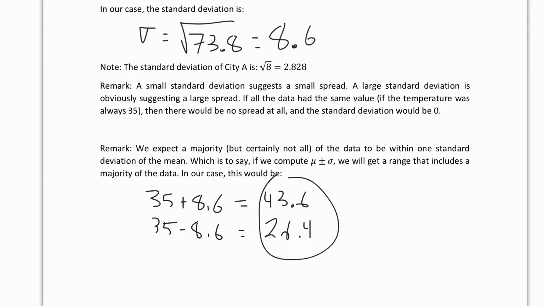So we would expect the majority of the data for those temperatures to be between about 26 degrees and 43 degrees, which again is a significant spread. That's a large temperature fluctuation that you're going to get in this city.